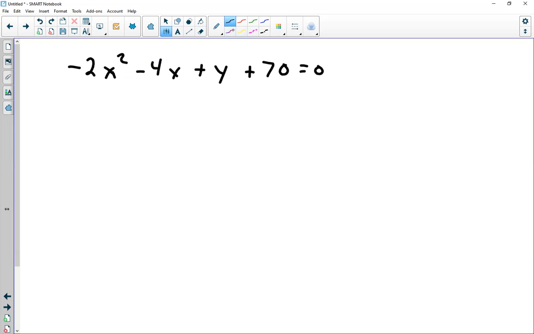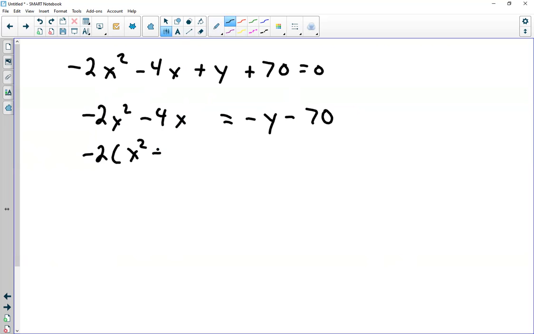Okay. All right. Absolutely. So when you're completing the square for a parabola, what you need to do is solve for the square, which means you get the square aspect by itself and everything else to the other side. So I'm going to rewrite everything as negative 2x squared minus 4x equals negative y minus 70. Now, before we complete the square, we're going to take out the negative 2 first. So we're going to factor it out. So it's x squared plus 2x.